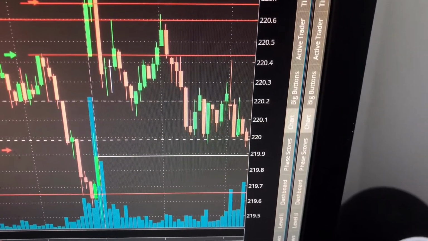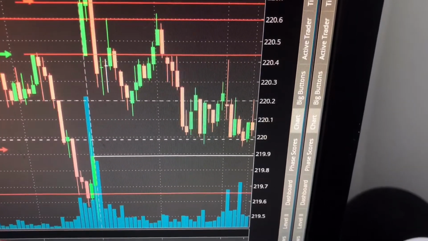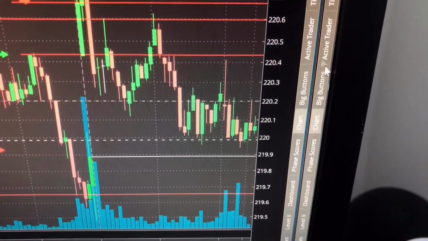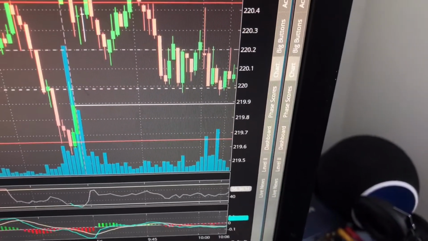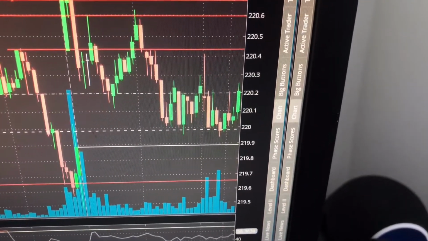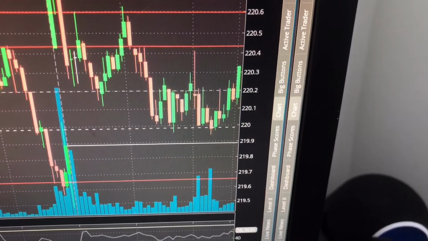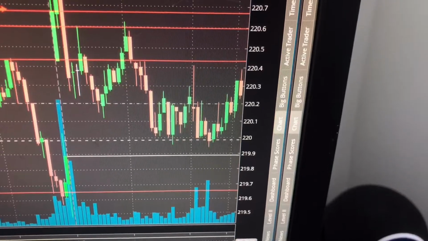There we go. We got 220. It looked like it cracked it. Okay. It tested resistance up here again. See that long wick? Sign of weakness. Anytime you get long wicks like that, signs of weakness. All right. Looks like it's pushing.